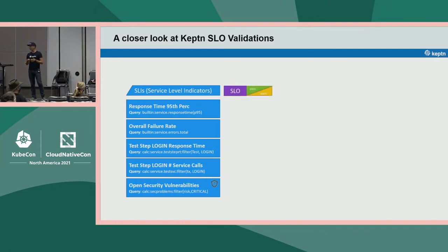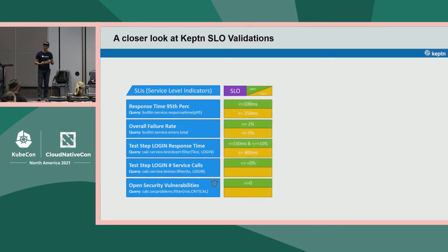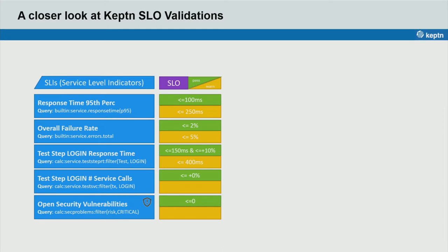Then in Keptn, you specify your target, your SLOs, where we allow you to do 2 things, either warning or pass, meaning you expect a certain metric to have a certain value. Where we go a step further, you can specify, say, a response time: it should be faster than 100 milliseconds, then it's green, or 250, then it's warning. If you look down to the test step login response time, we're actually combining it. You can say the test step login, this particular function that we are testing, should be faster than 150 milliseconds, but also should not get slower by more than 10% compared to the previous good builds. So we can also do regression detection automatically on metrics.